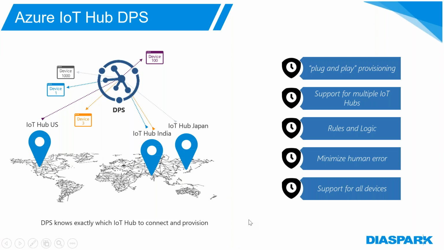So Rohit, is the device twin module of IoT Hub in any way related to the device provisioning service, or is it something altogether different?